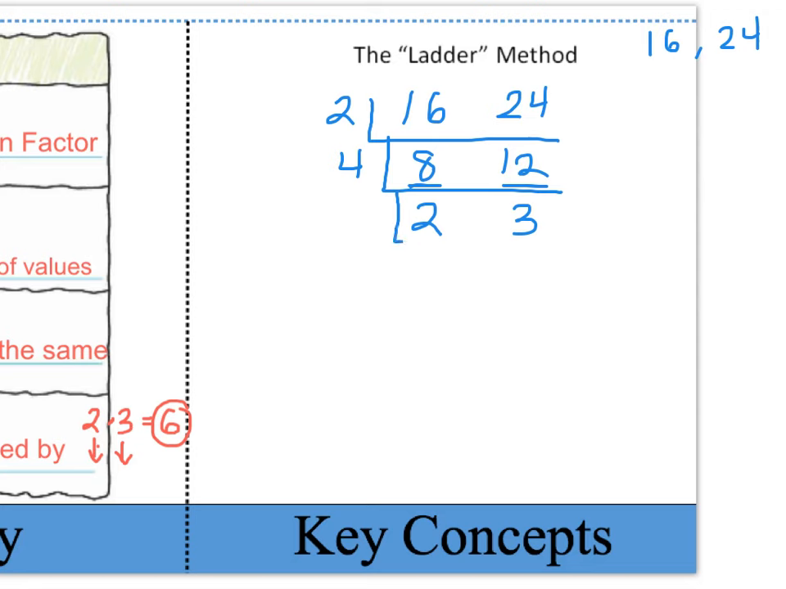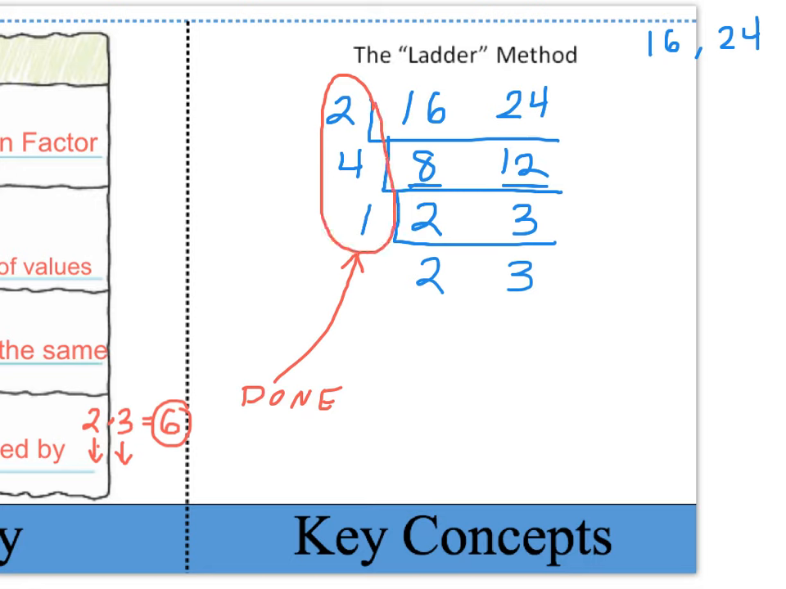We can break our ladder down again and ask ourselves what number goes into 2 and 3 evenly. Well, the only thing that goes into 2 and 3 is 1. 1 goes into 2 twice. 1 goes into 3 3 times. Once I notice that there's a 1 on the left-hand side of my ladder, that is my stopping point, that my ladder is done. But to find the GCF, we need to multiply all the numbers on the left-hand side of the ladder. So I'm going to take 2 times 4 times 1 and multiply them together.